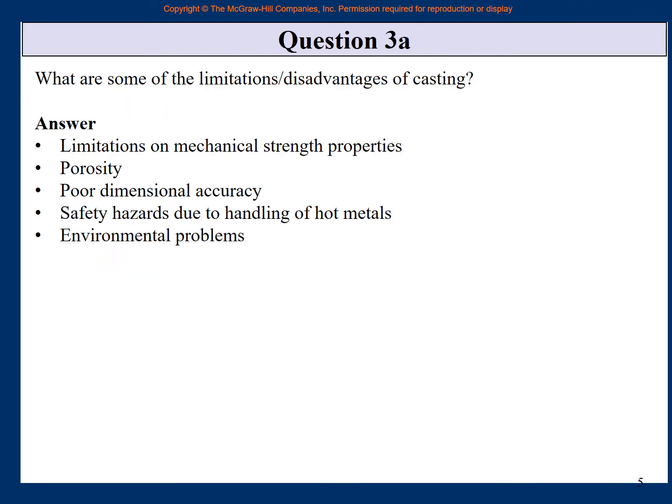We go to question 3. Question 3A. What are some of the limitations or disadvantages of casting?